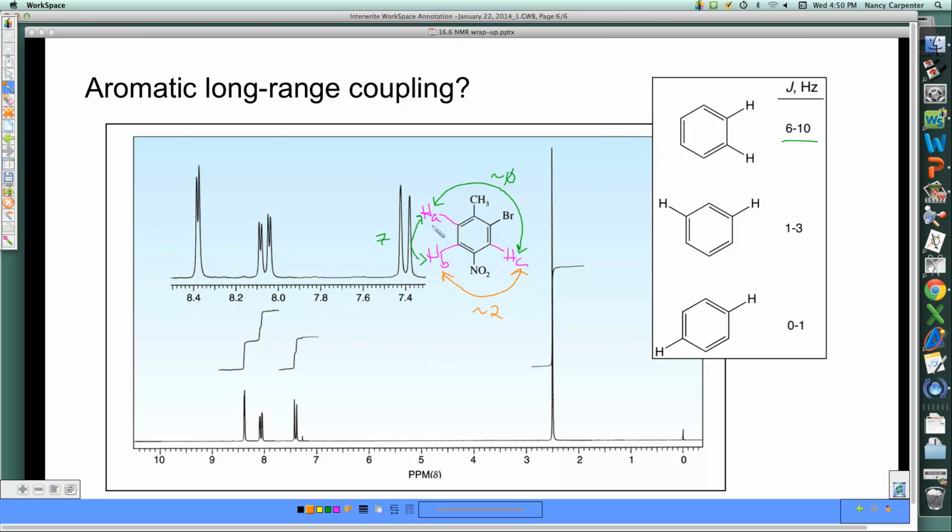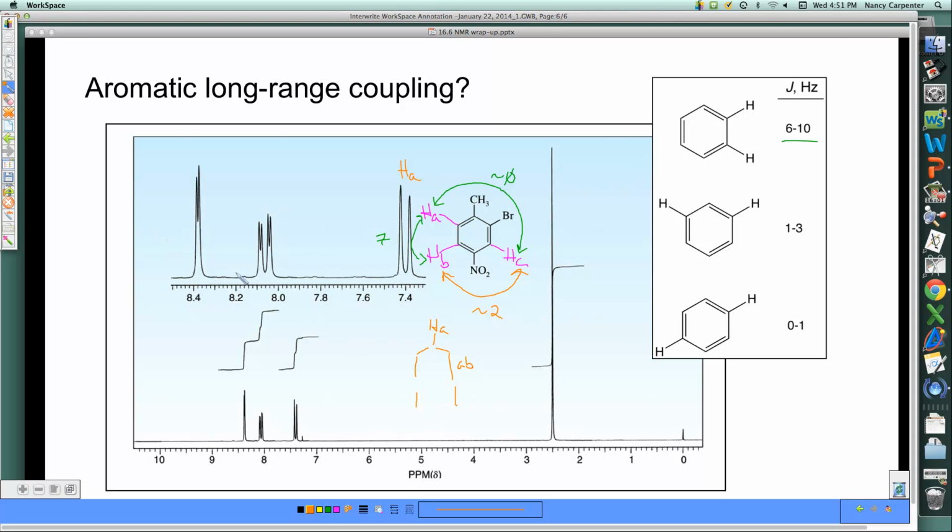And H sub A is certainly the easiest one to do because based on the 2 coupling constants, if this is H sub A, we've got a big coupling of 7 between A and B, and then basically no coupling with H sub C. So we're just looking for a doublet. That would be H sub A.